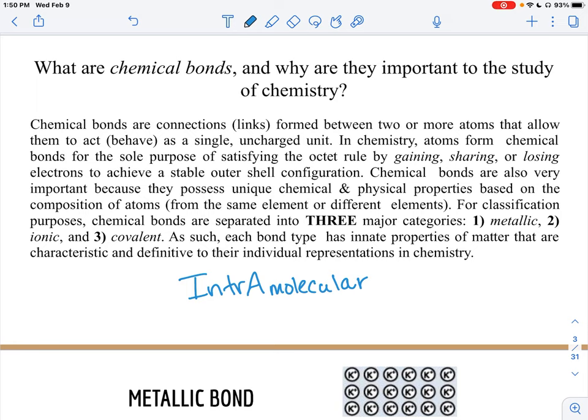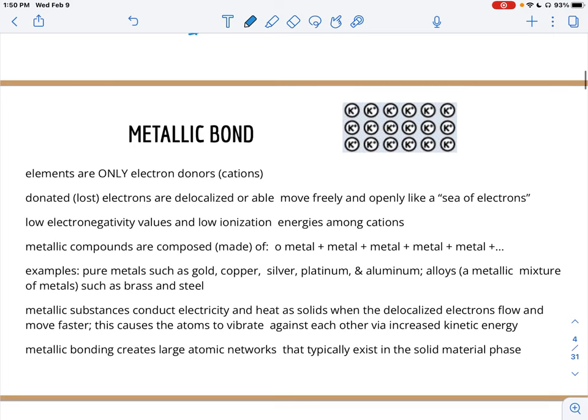So there are going to be three major categories of bonds: metallic, ionic, and covalent. Okay. Let's talk a little bit about what they are. So metallic bonds are atoms of the same metal. Okay, so different metals do not bond. They can form mixtures called alloys, which we'll go over in a few minutes. So the electrons are delocalized, which means they are free flowing. So you will have these little electrons in here, and they can move around because they're so tiny. That is why the metals will conduct electricity.